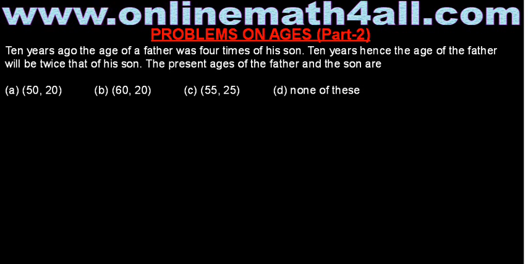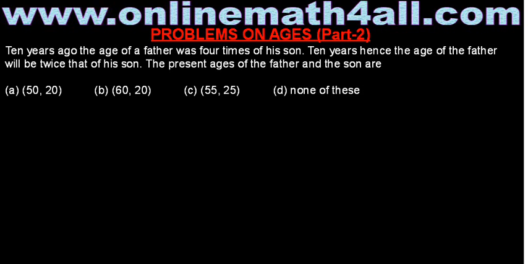That is, 10 years ago, the age of a father was 4 times of his son. 10 years hence, the age of the father will be twice that of his son. The present ages of the father and the son are. So this is a question we have.